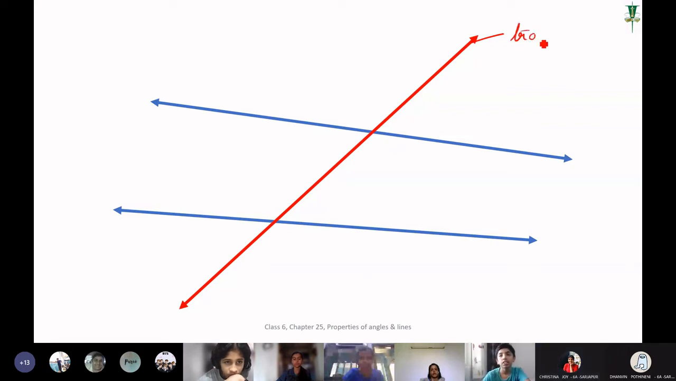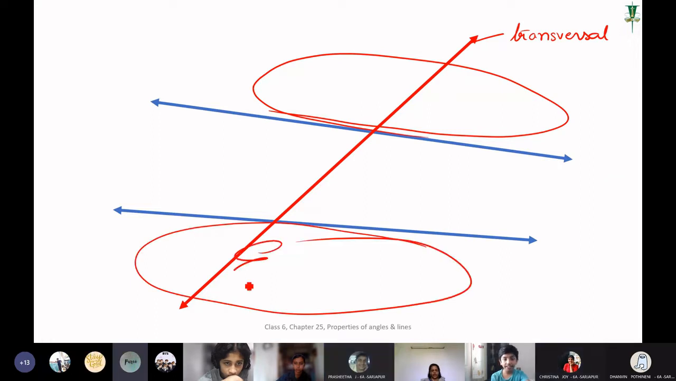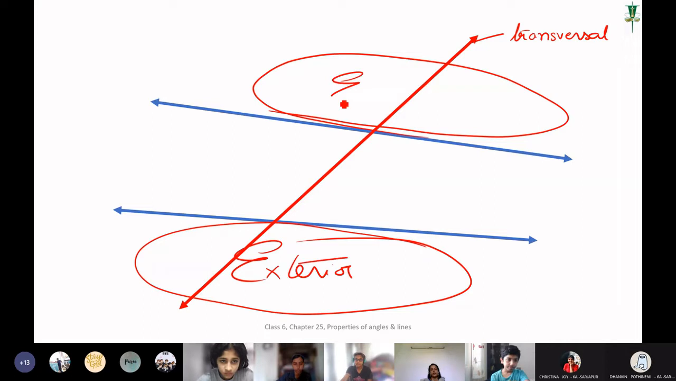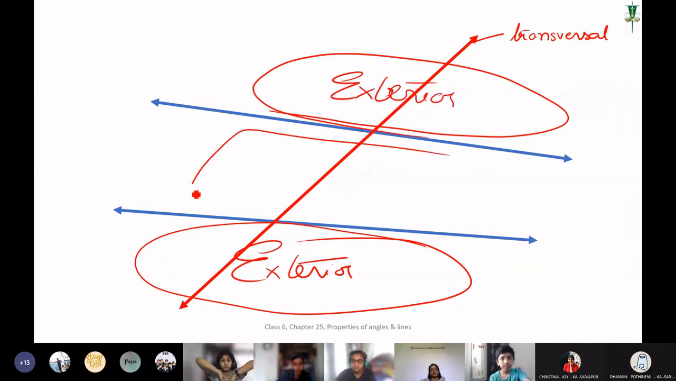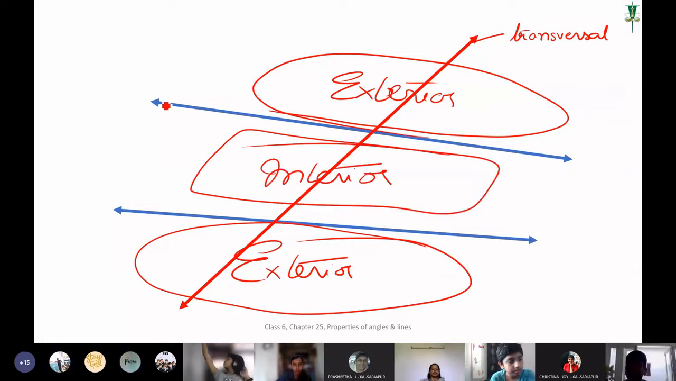Transversal. Yes, transversal. So what is this area referred to? Exterior. And what is this area referred to? Interior. Okay, because that is with reference to the blue lines.